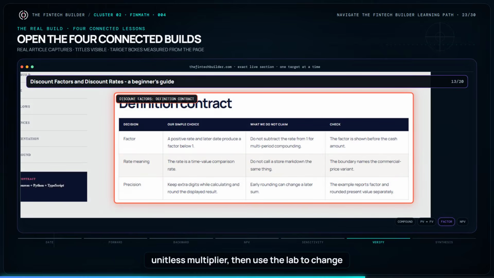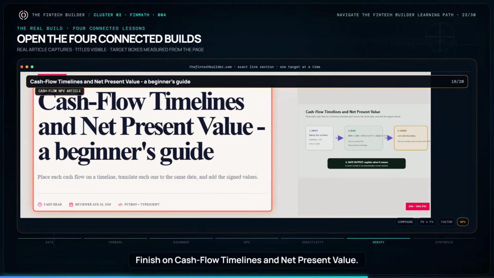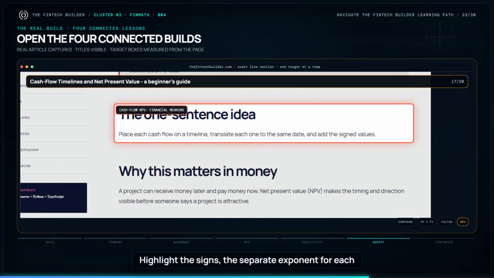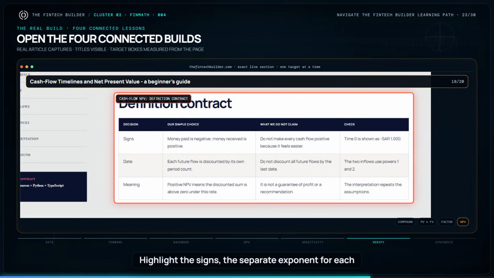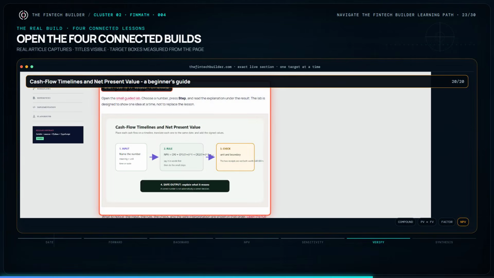Then use the lab to change the rate and waiting time. Finish on cash flow timelines and net present value. Highlight the signs, the separate exponent for each payment, the synthetic worked example, and the playground.